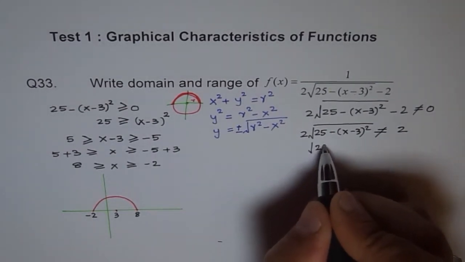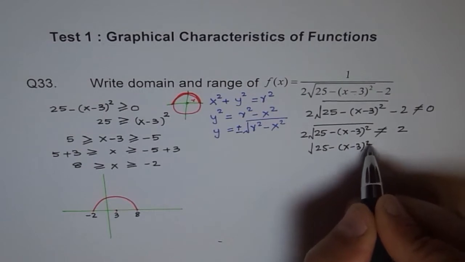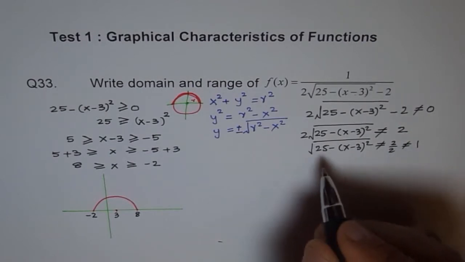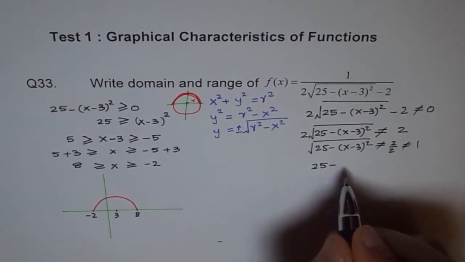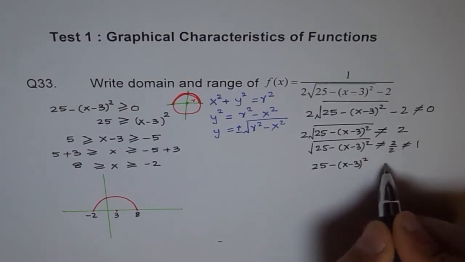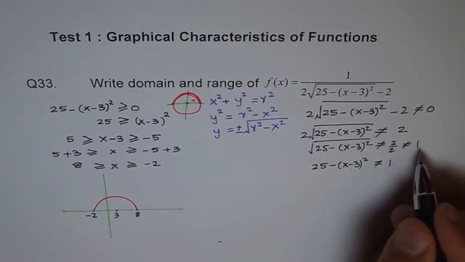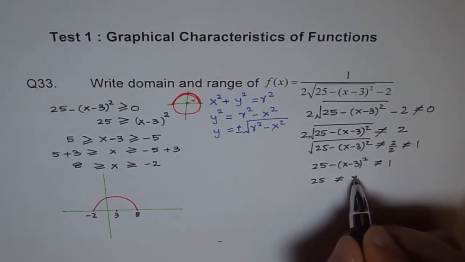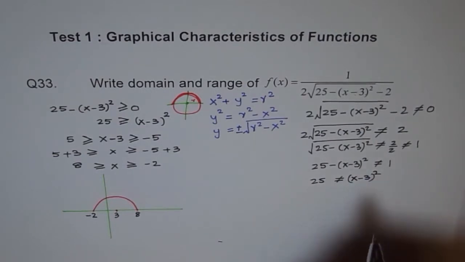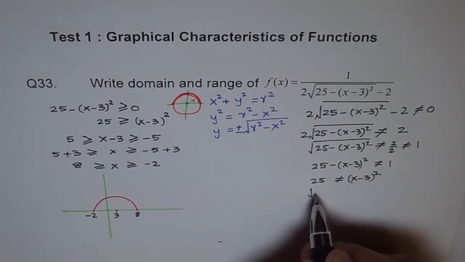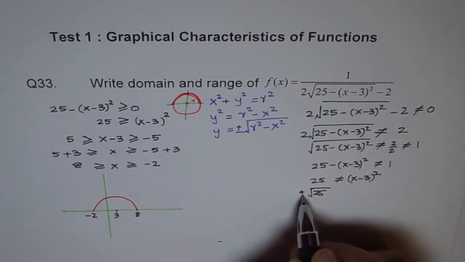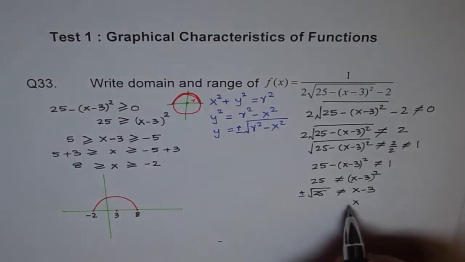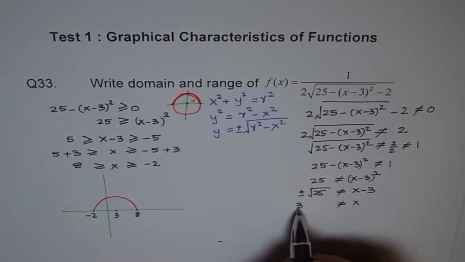We get 25 minus (x minus 3) squared should not be equal to 2 divided by 2, that is 1. And now we can square both sides and say 25 minus (x minus 3) squared is not equal to 1 squared, right? To solve this, we can say 25 is not equal to (x minus 3) squared. And now we can take the square root, right? So when we take the square root of 25, we have to write plus and minus, is not equal to x minus 3, correct? So x is not equal to, we'll take 3 to this side, 3 plus and minus.